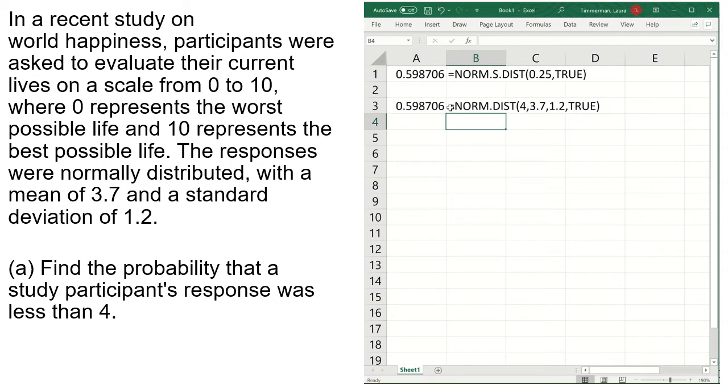So those are the two different formulas you can use in Excel to find probabilities in the normal distributions. You can either convert to the standard normal and use the standard normal one, or you can leave it as is and do the other.